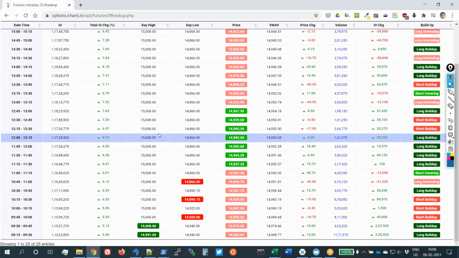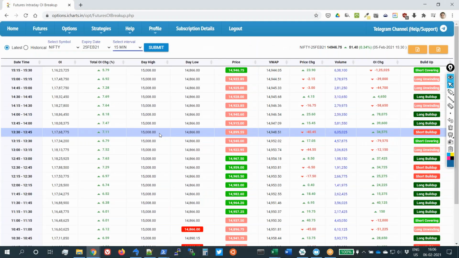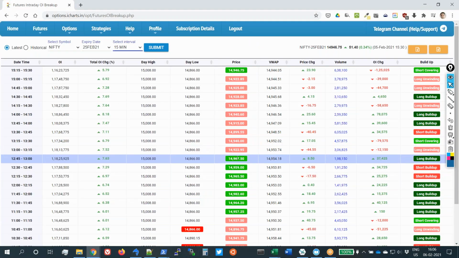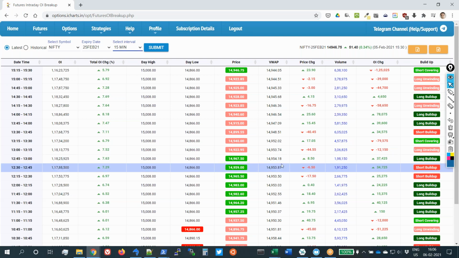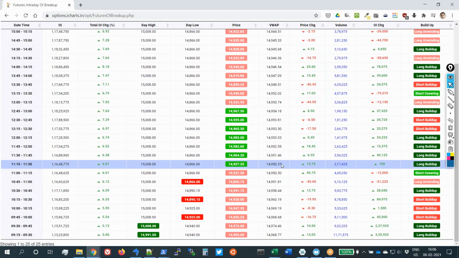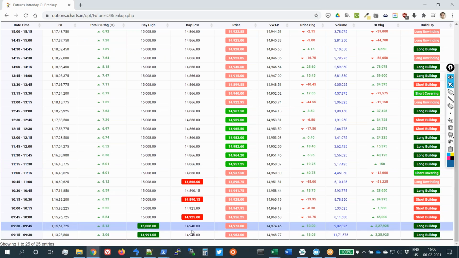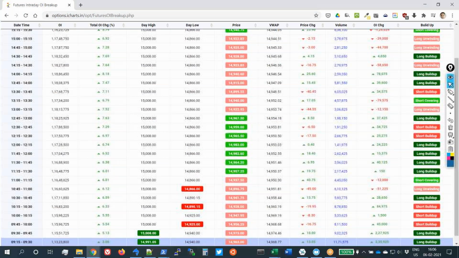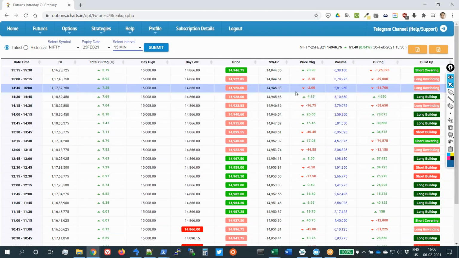Okay, this futures OI breakup tool gives you a breakup of how the OI is changing from the morning and throughout the day. So the main thing to look for is, like, the first thing would be, can everybody please mute yourself?